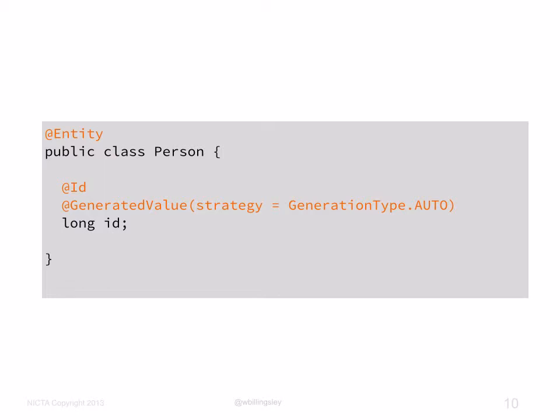And this annotation here, @GeneratedValue, strategy equals GenerationType.AUTO, will essentially let the JPA implementation, and normally let the database, do that, and it'll just auto increment the counter as entities are saved into the database. However, this can cause a couple of problems.